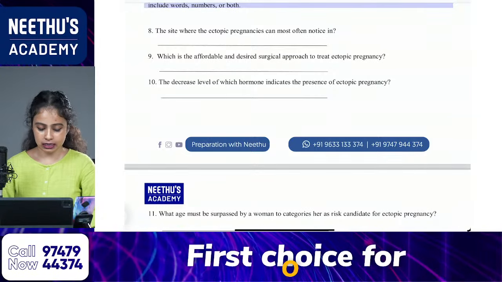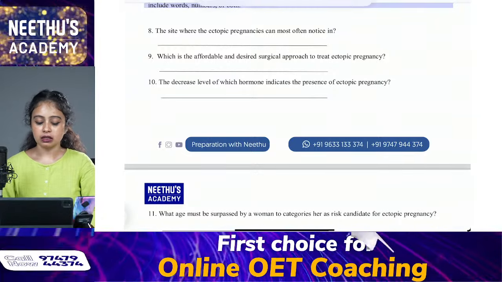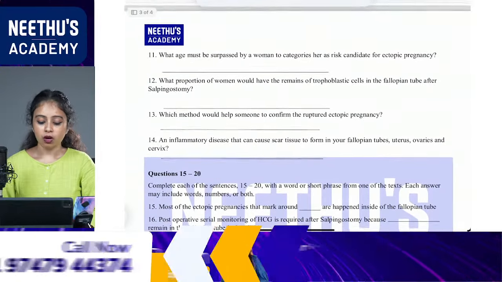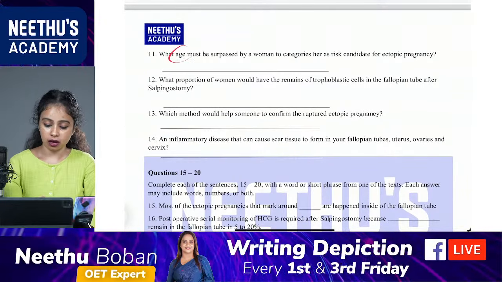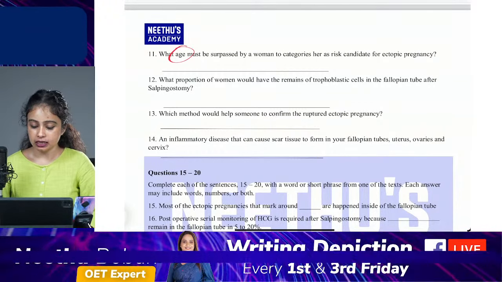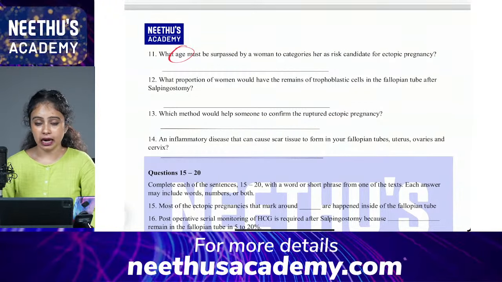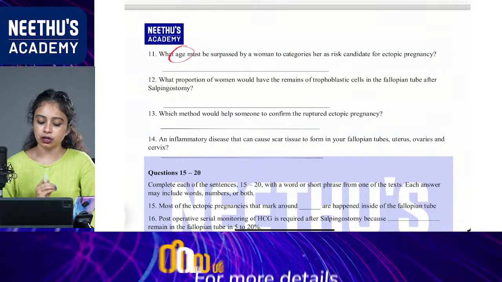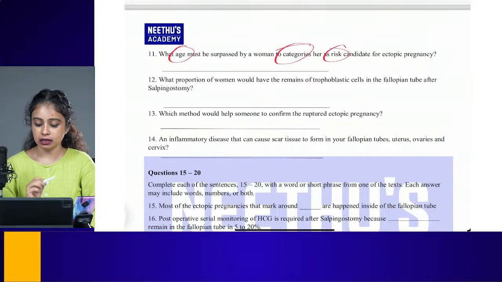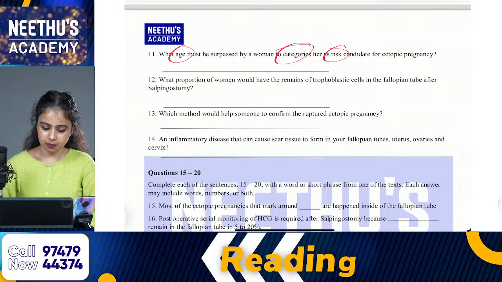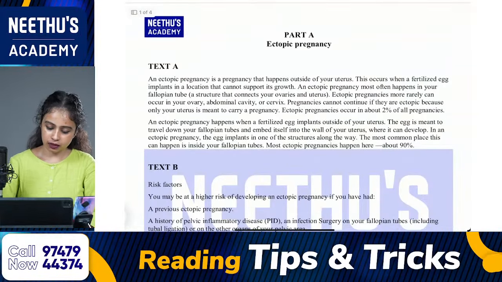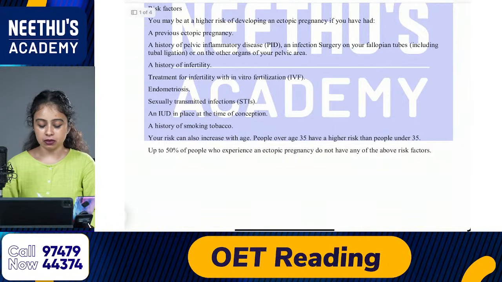HCG from text C. Then the 10th one, the decreased level of, already we have covered it. 11th one, what age must be surpassed by a woman to categorize her as a risk candidate for ectopic pregnancy? So what is the correct answer? That only age group is mentioned. As you know, we have already seen that, which is from text B.